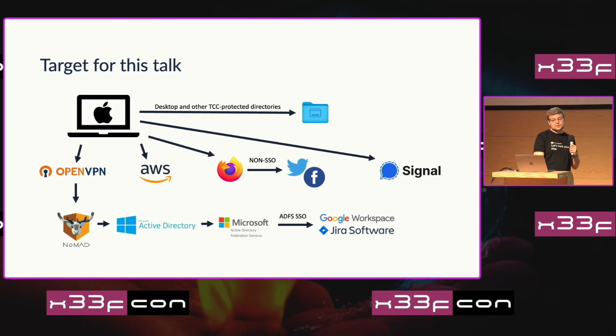Because of the Active Directory, it connects to Active Directory Federation Services. That is what provides SSO, and in the end, the person that uses that Mac has access to Jira or Google Workspace. Let's imagine that the person that we're going to hack also uses AWS, so there are AWS keys stored somewhere on the Mac.